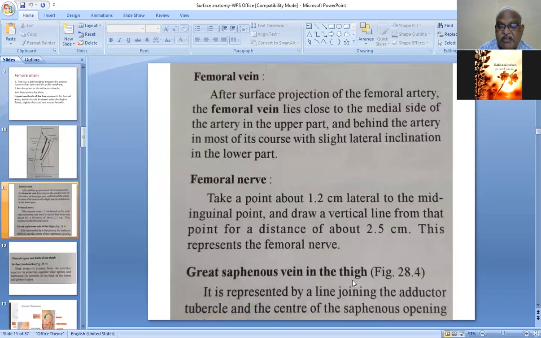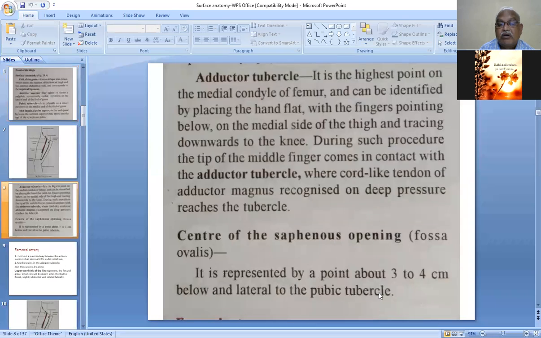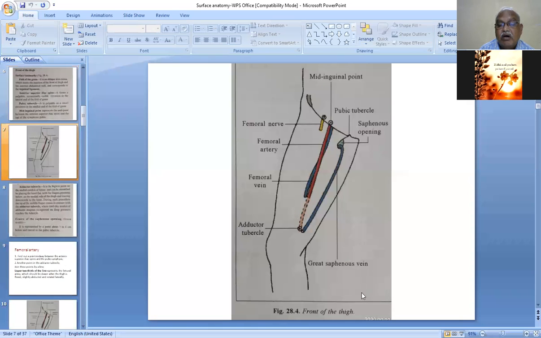Now, great saphenous vein in the thigh. It is represented by a line joining the adductor tubercle and the center of the saphenous opening. I will show you. This is the adductor tubercle. This is the center of the saphenous opening. A line joining these two is the great saphenous vein.